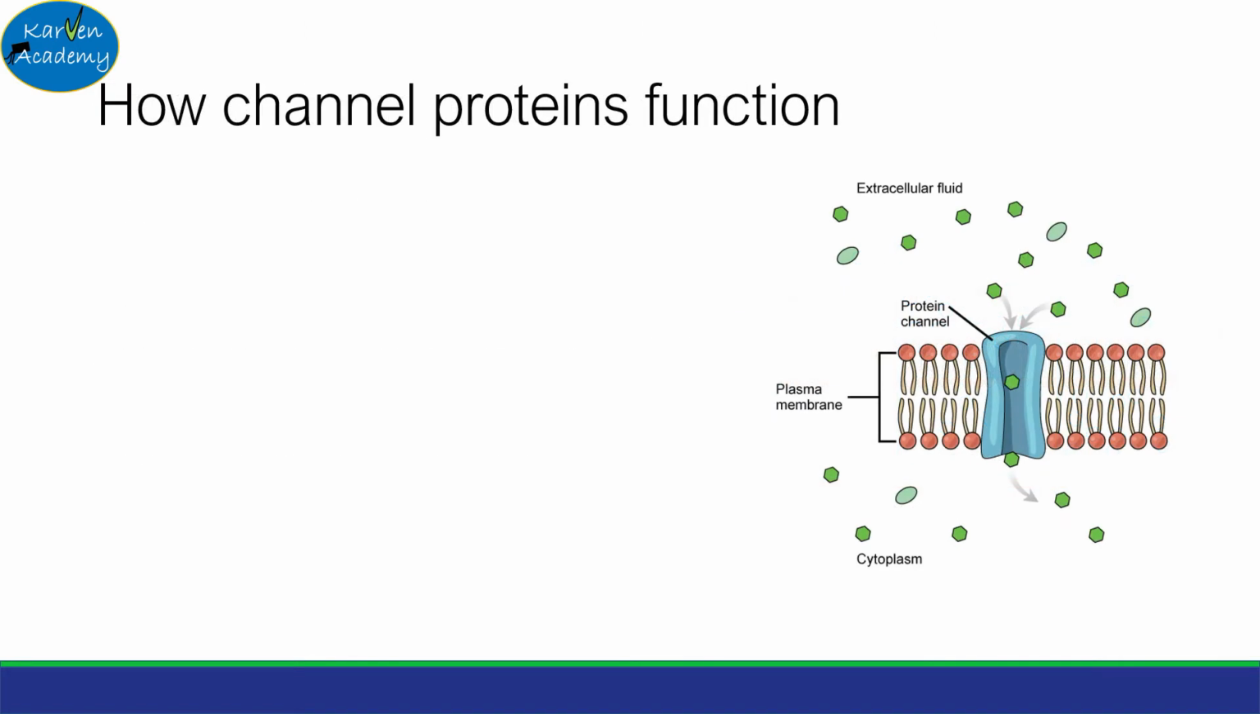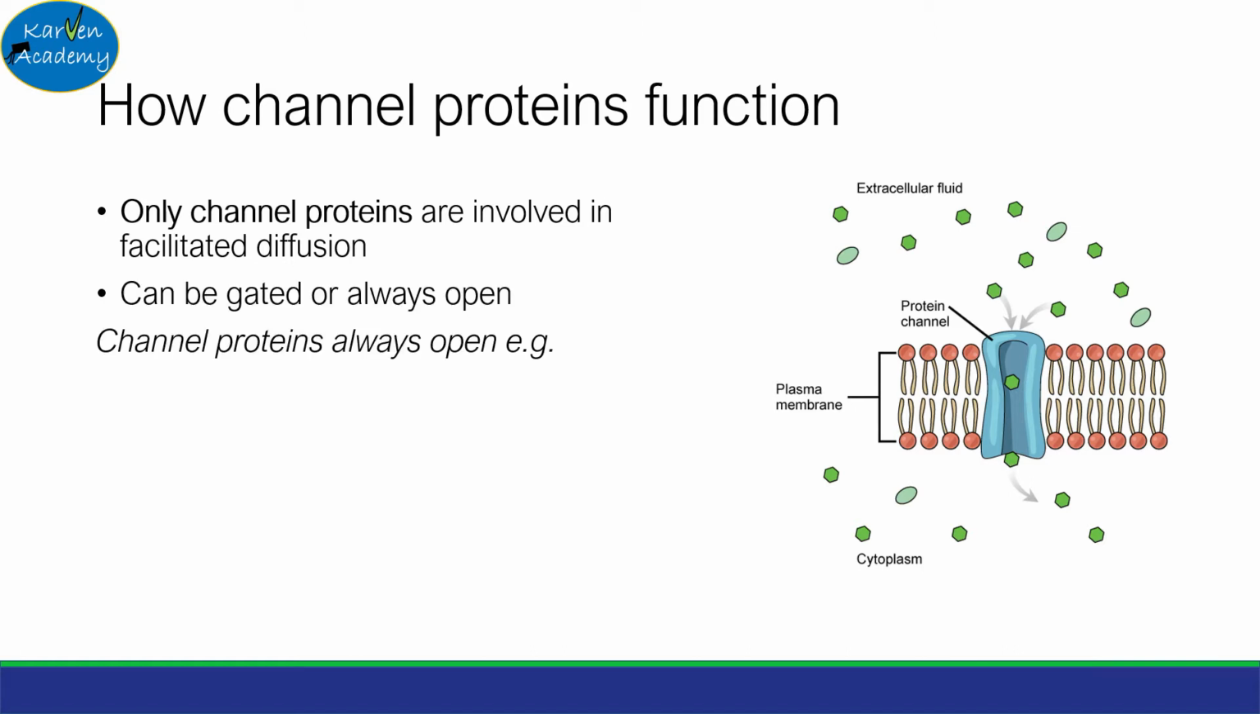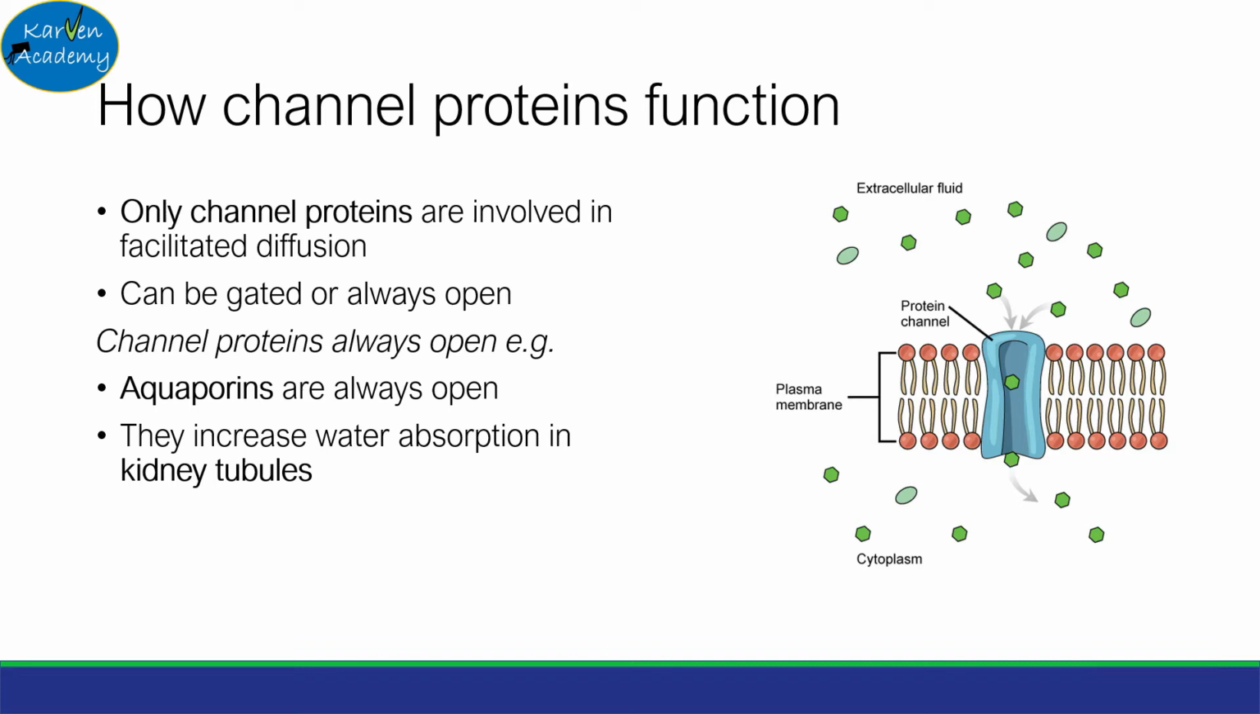Let's first look at how the membrane proteins function. Firstly, the channel proteins are only involved in facilitated diffusion. And channel proteins can either be gated or always open. Examples of channel proteins that are always open are aquaporins, which allow water to be absorbed more in kidney tubules.